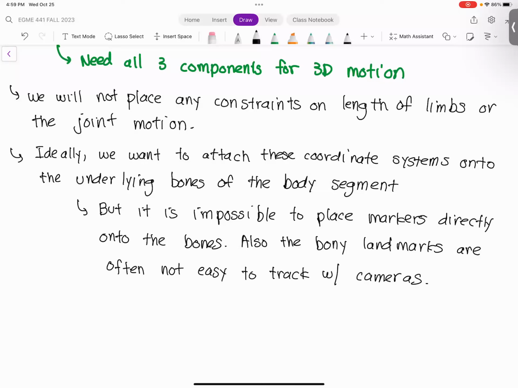Okay? But because that location is on the inside of your body, unless you're doing a motion where you're waving your arms in the air quite a lot, that's going to be hidden from cameras maybe 90% of the time, because your arm is going to be close to your body. And so the locations where the bony landmarks are just not easy to track with cameras a lot of the time. You might get one, but maybe not all three that you need.